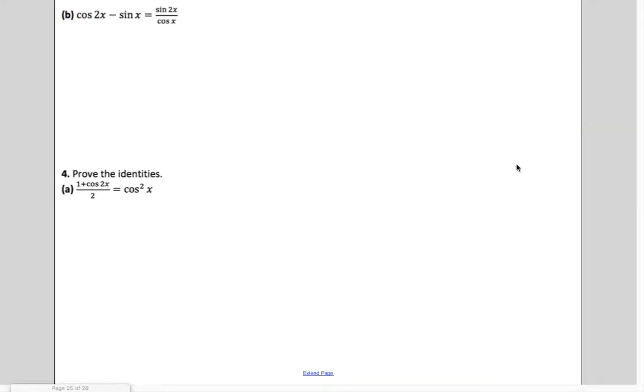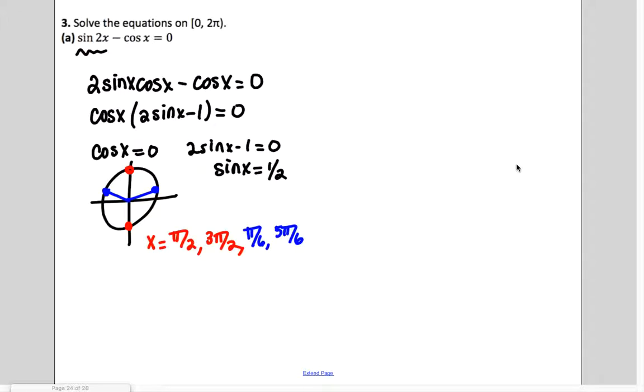All right, so let's try the next one. So try the next one. Try to start simplifying things down, putting in your double angles, and so on.